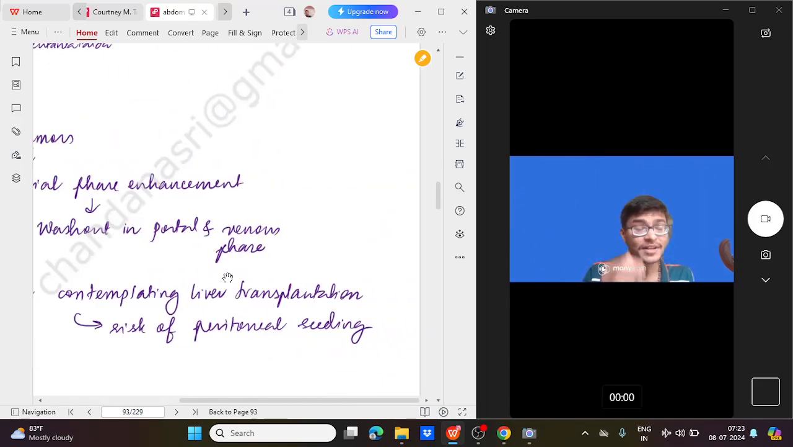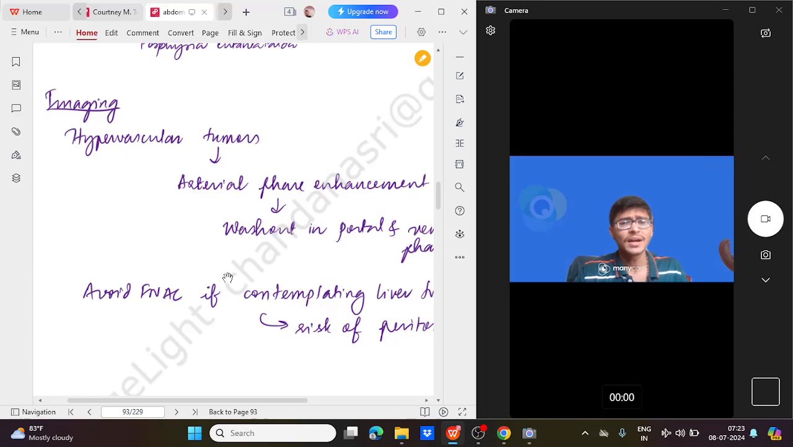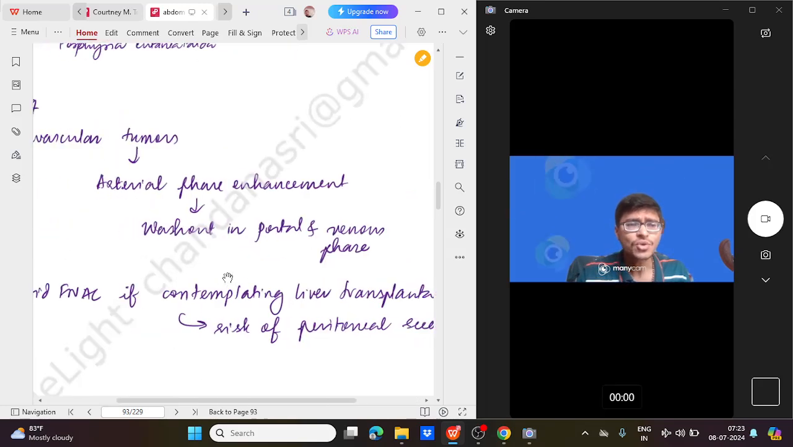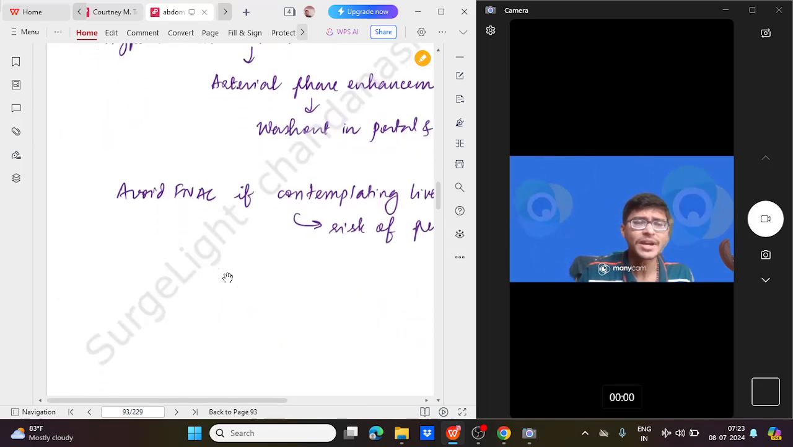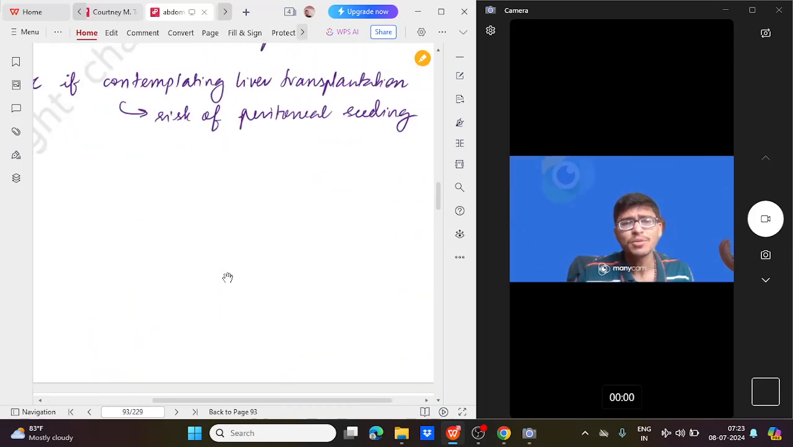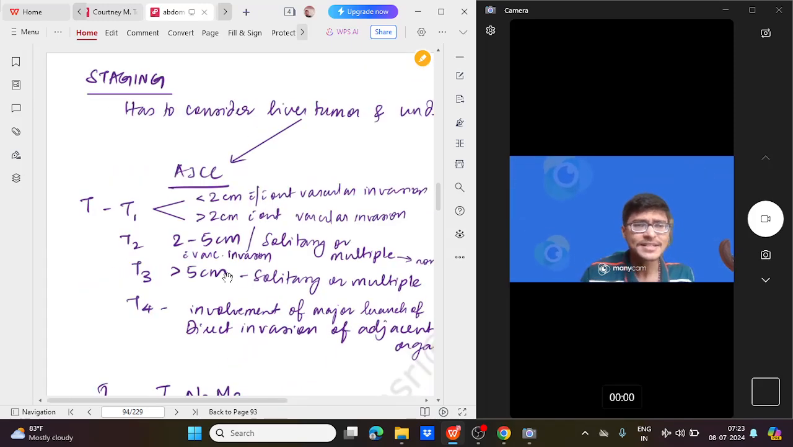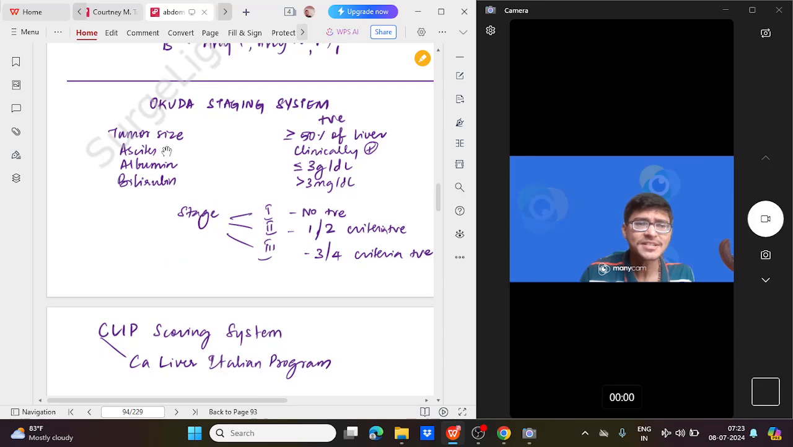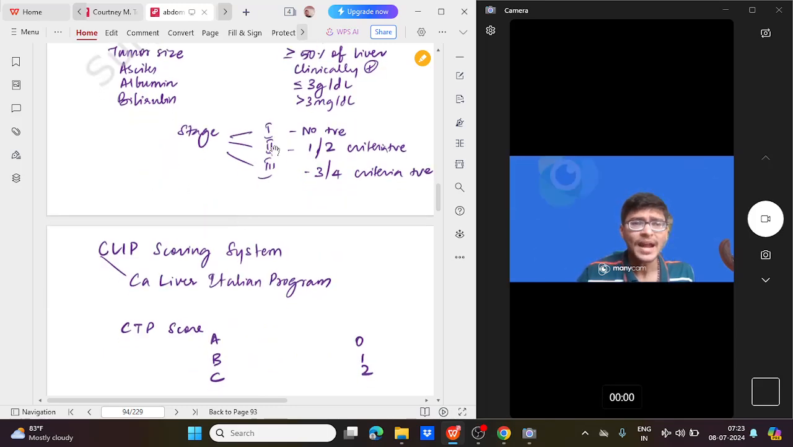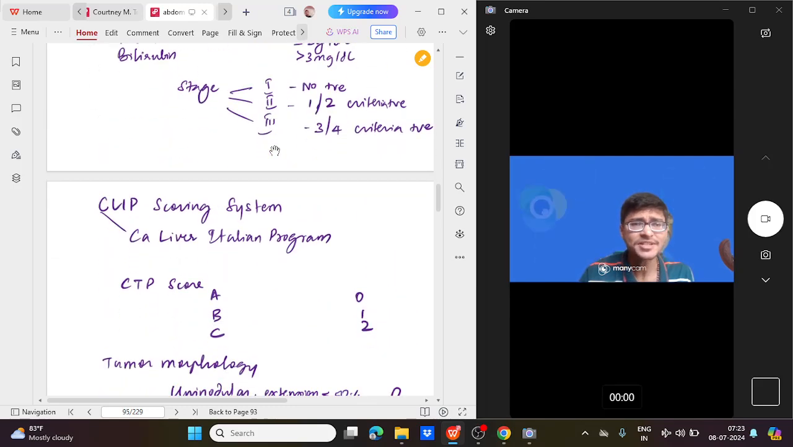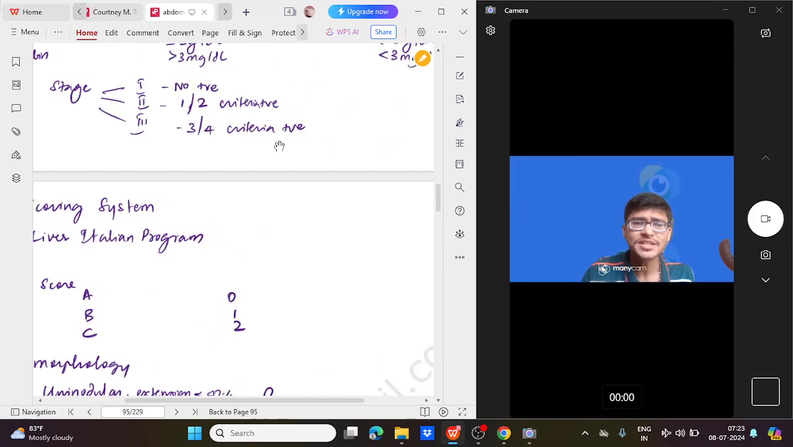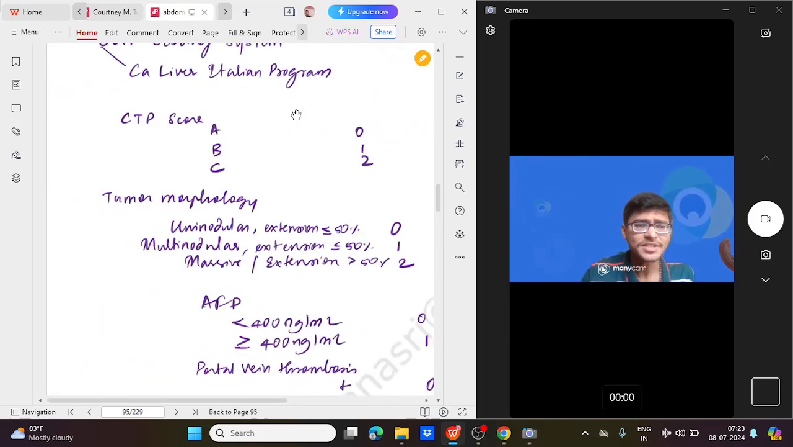Imaging features with the investigation of choice is triple phase CT scan, which shows arterial enhancement, that is hyperdense in the arterial phase. We have to avoid FNAC. Tumor markers will be helpful like AFP in the follow-up and recurrence cases. Staging with the help of Okuda staging system, where we'll see tumor size, ascites, albumin, bilirubin, and this will help us in management. Stage 1 will be none of these above positive, stage 2 will be 1 or 2 positive, stage 3 will be 3 or 4 positive.